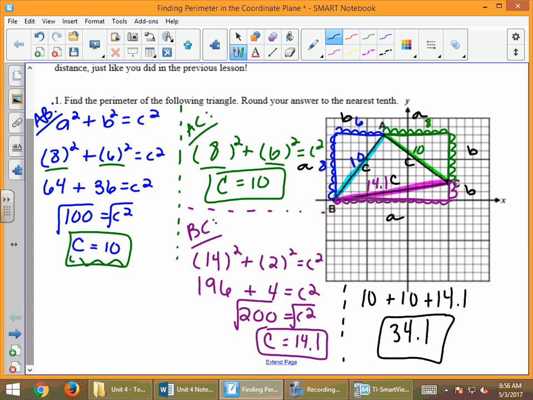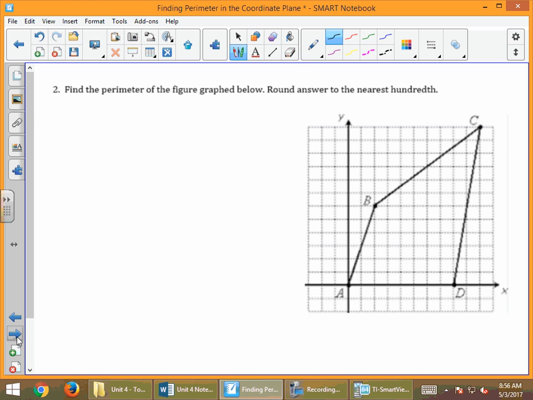You just have to remember to add up all the sides at the end. We're going to do one more together. So look at this next one. We're going to find the perimeter of this figure graph below. And this time we're going to round our answer to the nearest hundredth, which is 2 decimal places. So make sure you pay attention to what you have to round to. We're rounding to 2 decimal places.